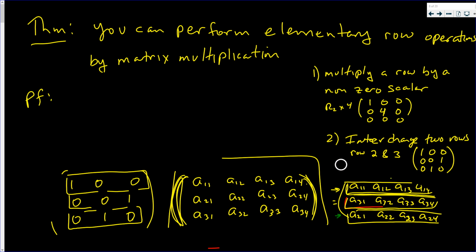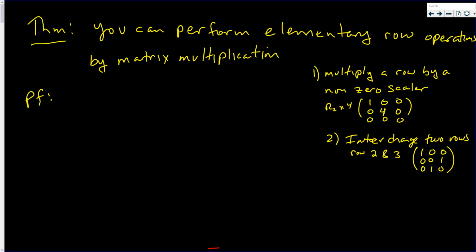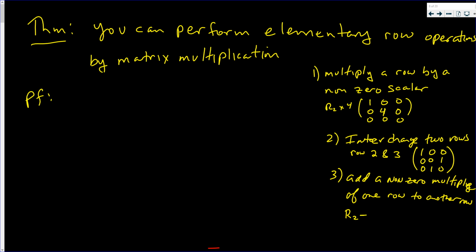Now, there's one more elementary row operation. You want to add a non-zero multiple of one row to another row. So in other words, maybe you want row 2 to become a multiple of row 1, but add on row 2. I just took row 2 and I added on a multiple of row 1.